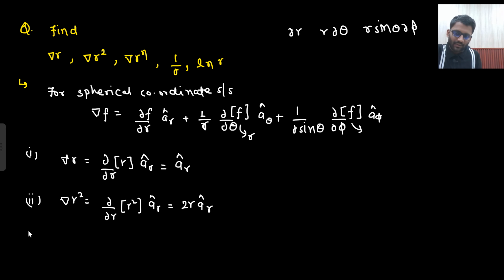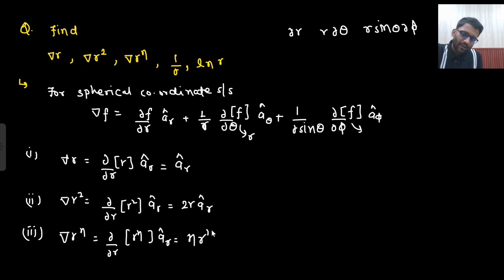Right. Third one, del r to the power n. So del by del r to the power n ar cap. So what that will be? N r to the power n minus 1 ar cap. Did you get this point? N r to the power n minus 1, just the differentiation of this, ar cap.